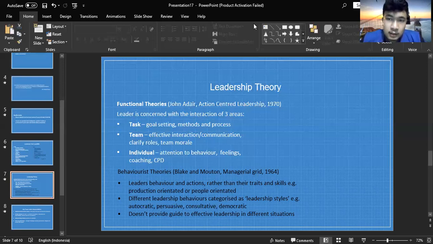The second part, behaviorist theories. These focus on leaders' behavior and actions rather than their traits and skills. Next, different leadership behavior categories as leadership styles. Next, it doesn't provide a guide to effective leadership in different situations.